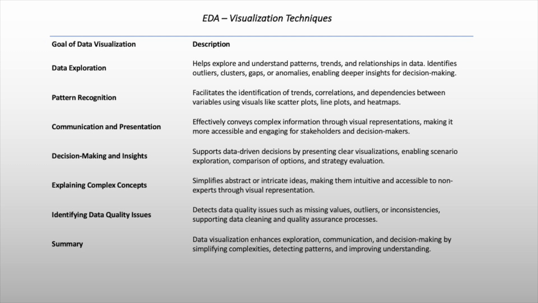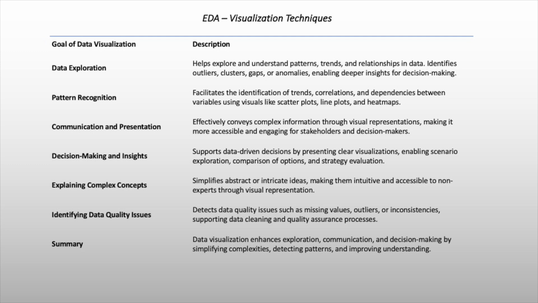Communication and presentation. Data visualization is an effective means of communicating complex information and findings to a broader audience. Visual representations are often more accessible and engaging than raw data or statistical summaries. By presenting data visually, analysts can convey insights, tell compelling stories, and make data-driven arguments that are easily understood by stakeholders or decision-makers.